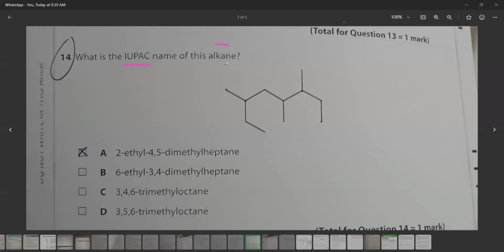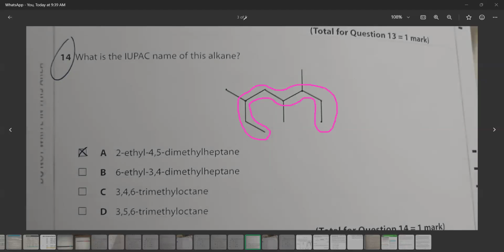What is the IUPAC name of this alkane? First we select the longest carbon chain: 1, 2, 3, 4, 5, 6, 7, or 8, or 1, 2, 3, 4, 5, or 1, 2, 3, 4, 5, 6, 7, or 1, 2. So the maximum we get is 8. We got 8 carbon atoms maximum: 1, 2, 3, 4, 5, 6, 7 and 8 are there.